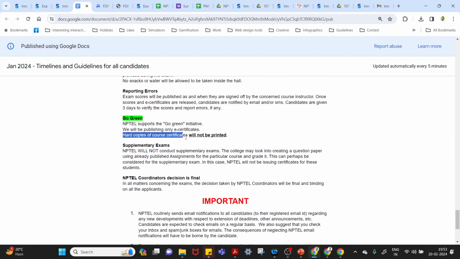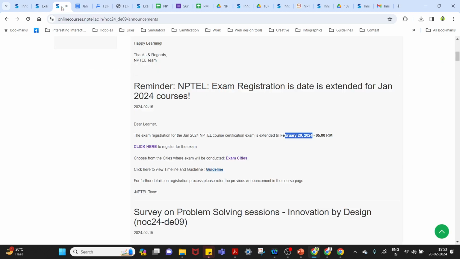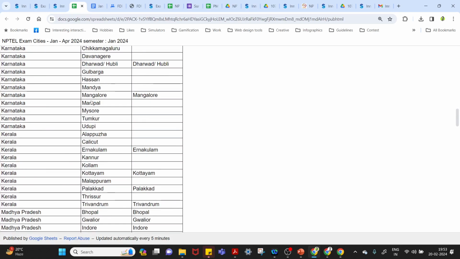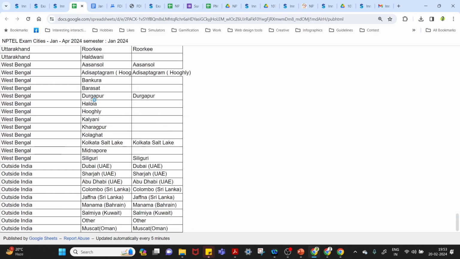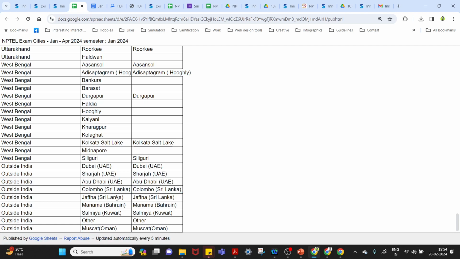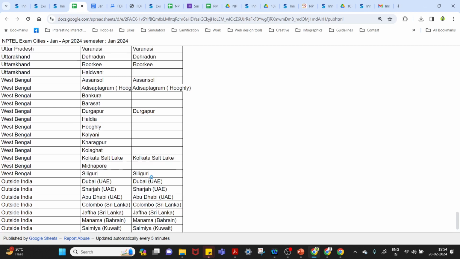See, it says hard copies of the course certificates will not be printed. So you'll get everything in a digital form. These are the exam cities, and you can see which choices you can make. Interestingly, it covers all the states of India, and even outside India a lot of places have centers. This includes UAE, Sri Lanka, Bahrain, Kuwait, Oman. So people can learn from these and appear for the examination in these places outside India.